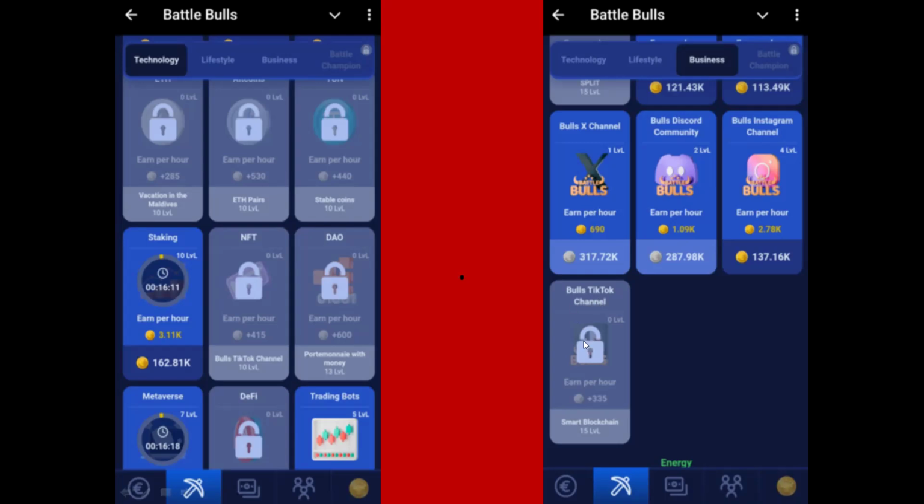Now, once the lock has been removed, remember our objective is to buy this card. And the card requires us to click on Bull's TikTok 10 times. Which means I would have removed this lock by clicking on Smart Blockchain 15 times, after which I will now have to click on this card 10 times to remove its lock before I can have the possibility to buy this NFT card. So you see the procedure. That's the procedure you have to follow to buy other cards.